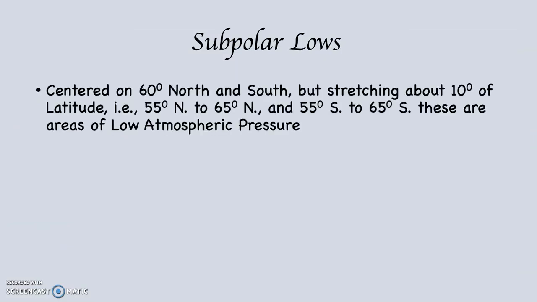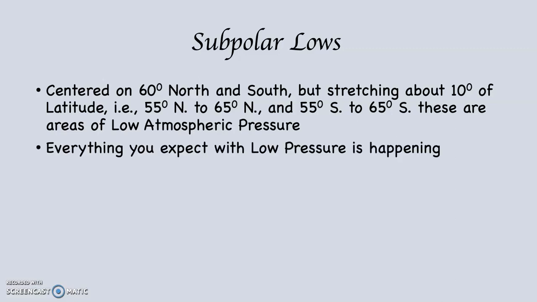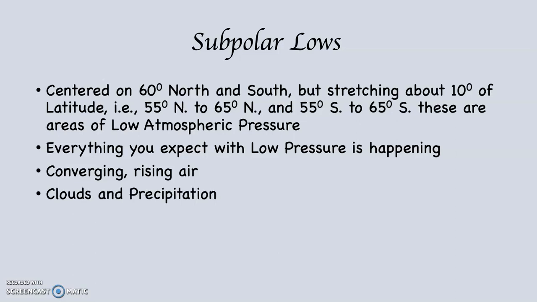Then we have the subpolar lows. These are centered on 60 degrees north and 60 degrees south, but they stretch again over 10 degrees of latitude. So they go from 55 degrees north to 65 degrees north and 55 degrees south to 65 degrees south. These are areas of low atmospheric pressure. Everything you'd expect with low pressure is happening there. Converging, rising air, clouds, and precipitation.